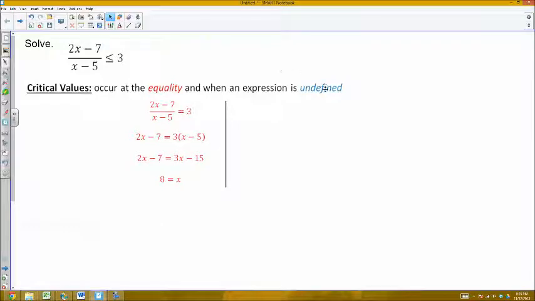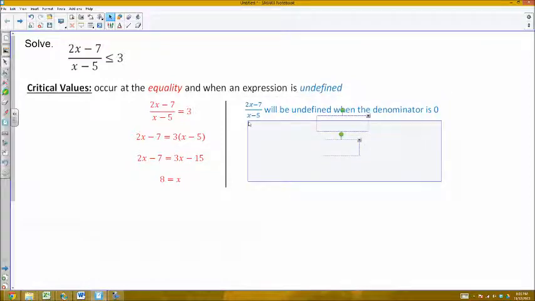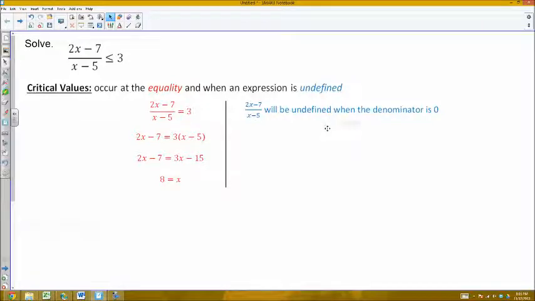The other critical value will occur when this entire expression is undefined. So the expression 2x minus 7 over x minus 5 will be undefined whenever the denominator is 0. So since the denominator is x minus 5, I'm basically looking for when the denominator x minus 5 is equal to 0, which occurs when x is equal to 5.